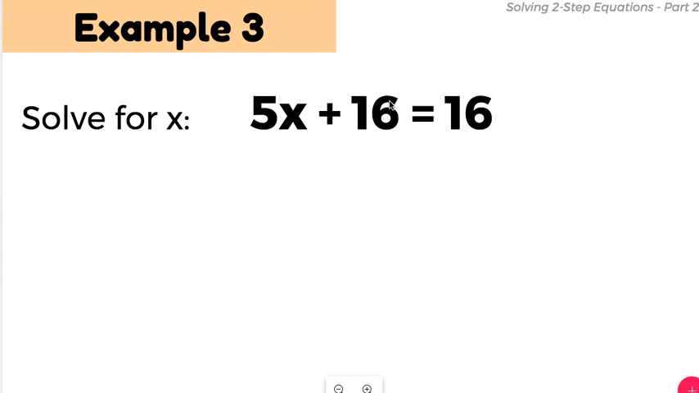All right, let's take a look at this one. Now I have no subtraction, so we're switching gears a little bit. This is a second scenario. Two-step equations, simplify both sides. Remember, our goal is to find x, to isolate x. So we undo addition first. Positive 16 and negative 16.